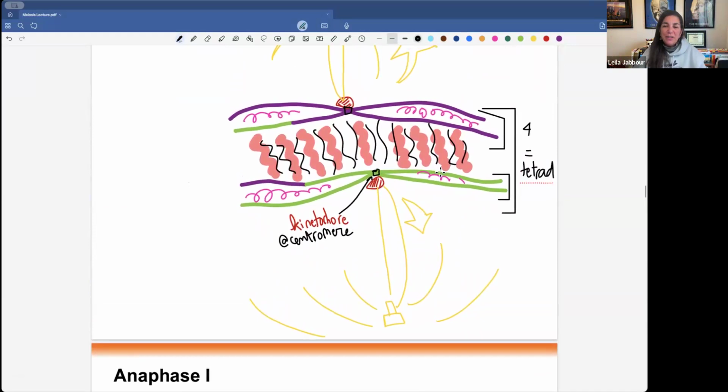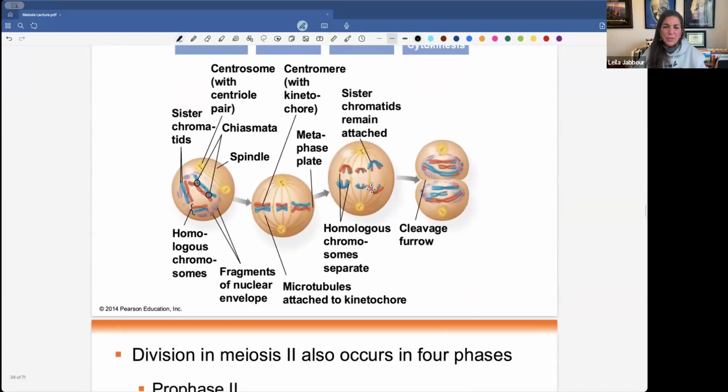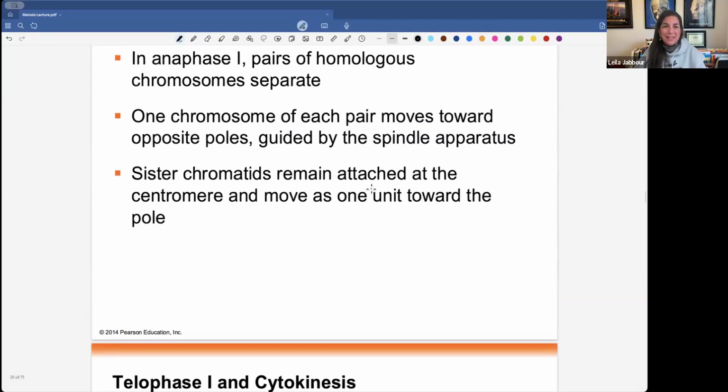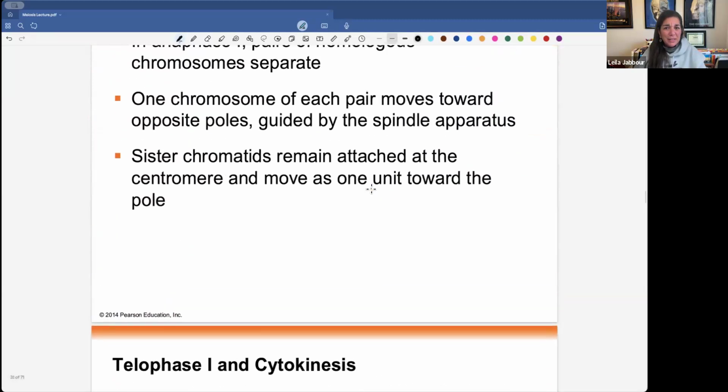So this is metaphase, so we don't see the spindle apparatus. Let me see if I can show you a picture. Yeah, it's going to come up in the picture, so I'm not going to redraw this and make this lecture any longer than it already feels like it.